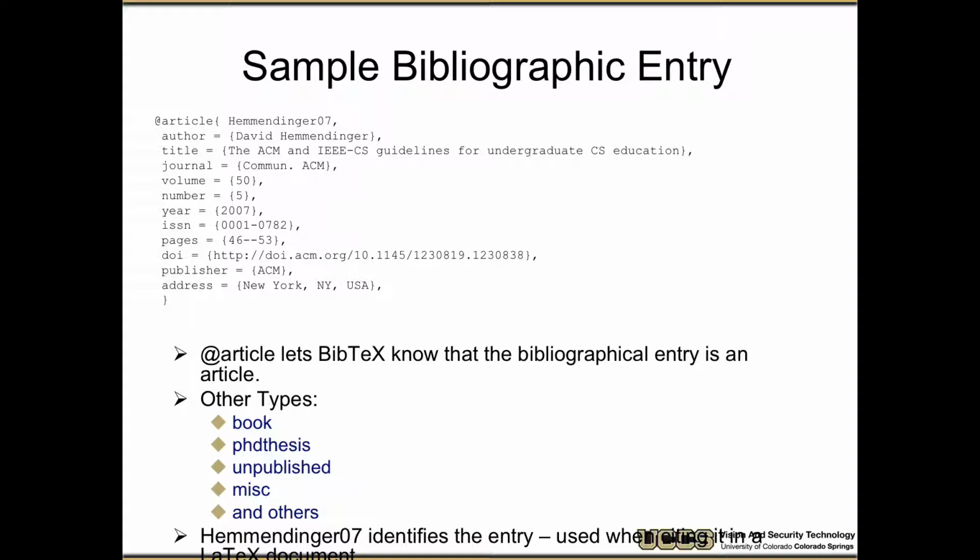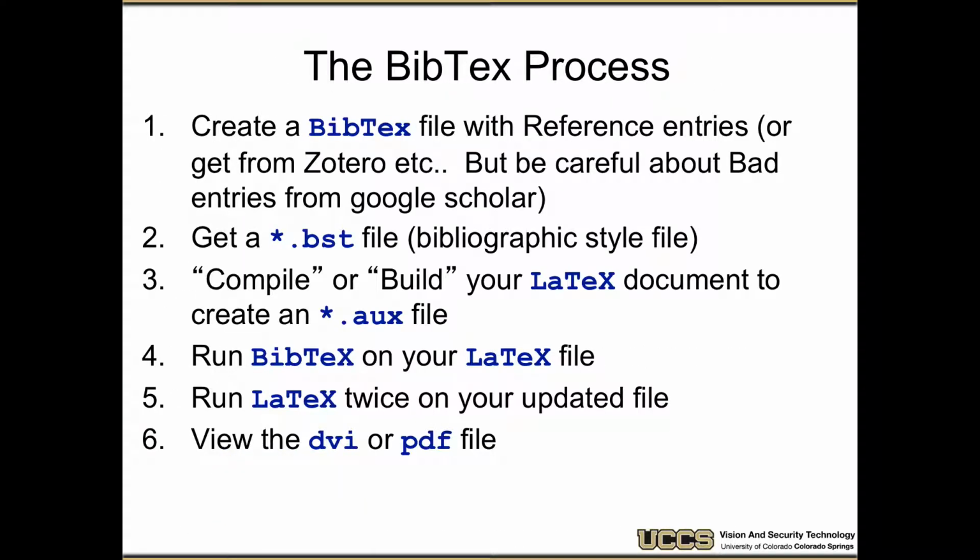Now, if you're using Zotero, if you're importing from BibTeX, from Google Scholar, it'll generally have them pretty good. I do find that lots of Google Scholar references are missing some fields, but it'll do okay. The article says what type it is, that's the reference. So when I go to cite it, I would say \cite Hemmendinger 07.